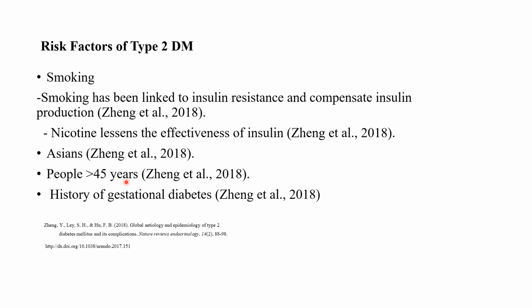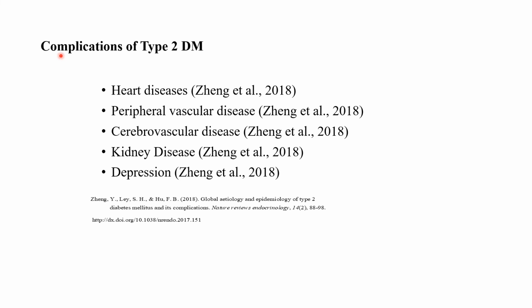Asians are at higher risk compared to the white population. People over the age of 45 years old and those with a history of gestational diabetes are also at risk. So a pregnant woman who was diagnosed with diabetes during her pregnancy is also at risk of developing type 2 diabetes. Now we can look at the complications.